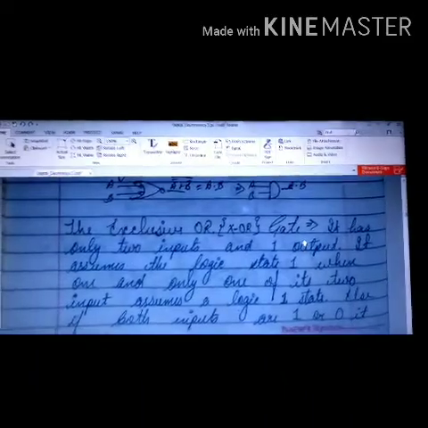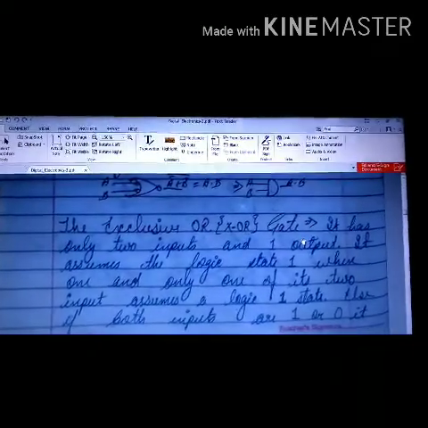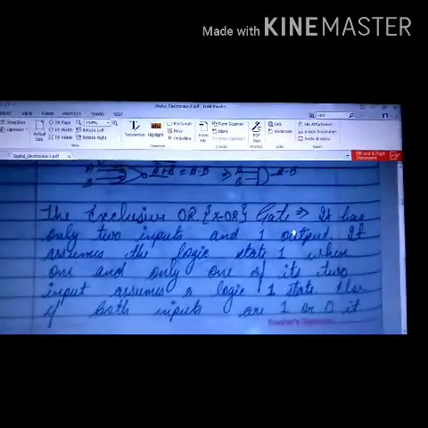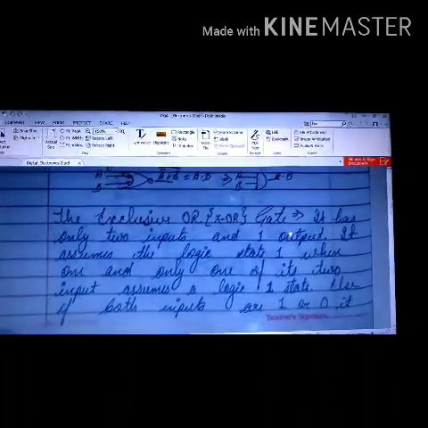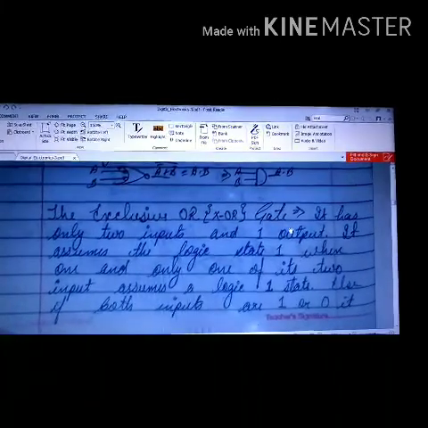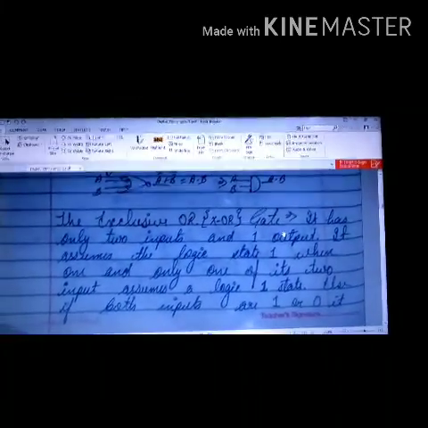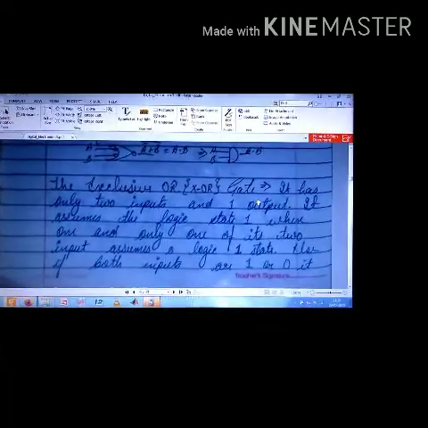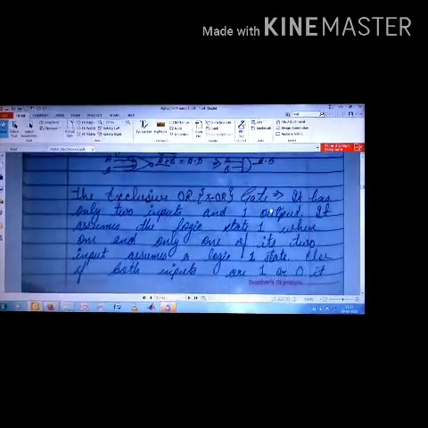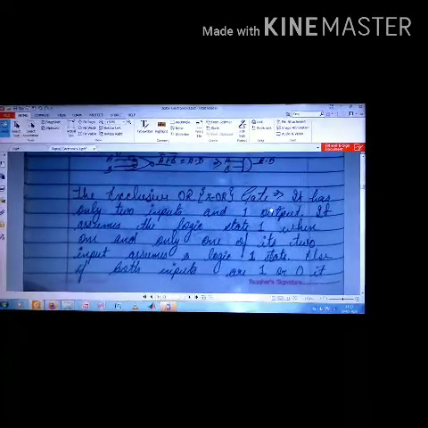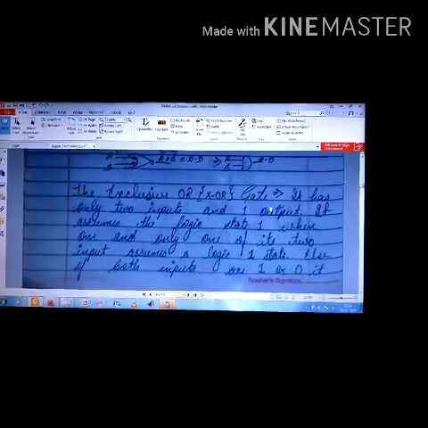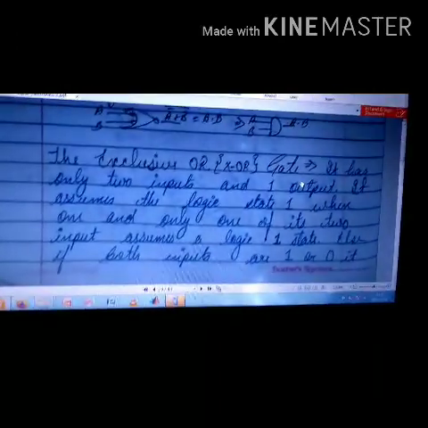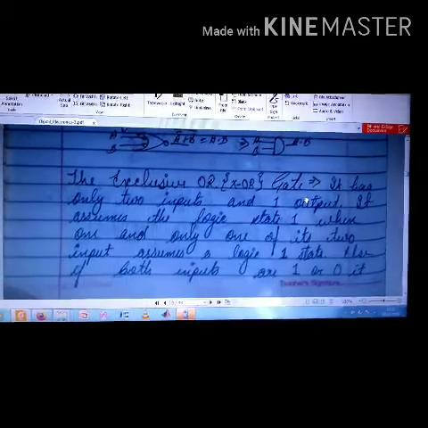Now come two more important gates: the exclusive OR gate, that is the XOR gate, and the exclusive NOR gate. Let us quickly go through them. The exclusive OR gate has only two inputs and one output. We have seen the NOT gate has only one input and one output. AND gate and OR gate can have any number of inputs but one output. However, the exclusive OR gate will always have two inputs and one output.